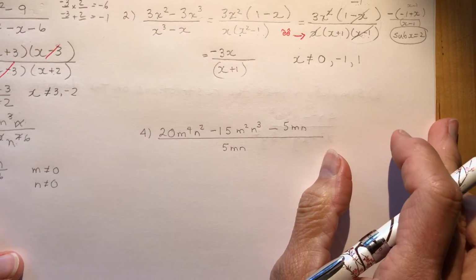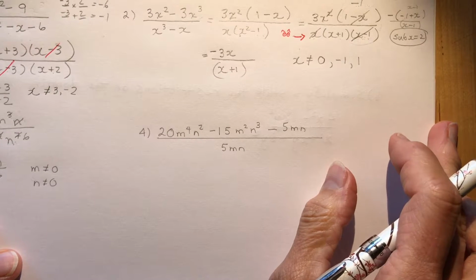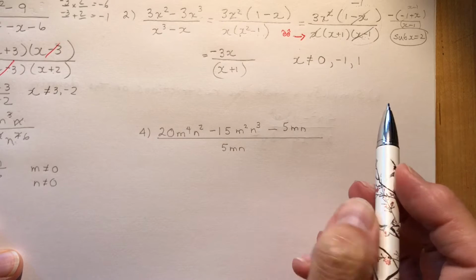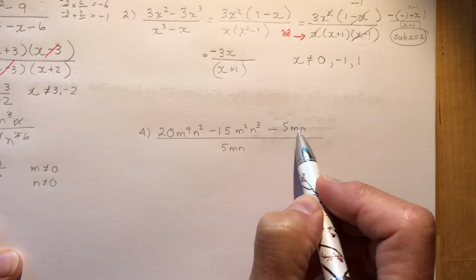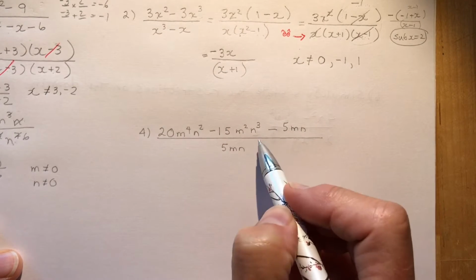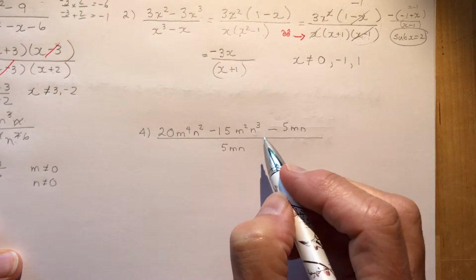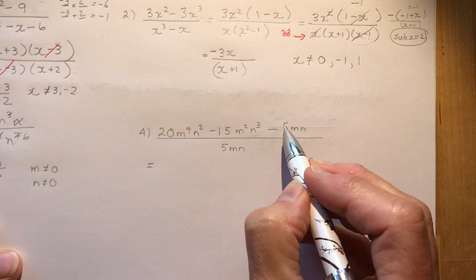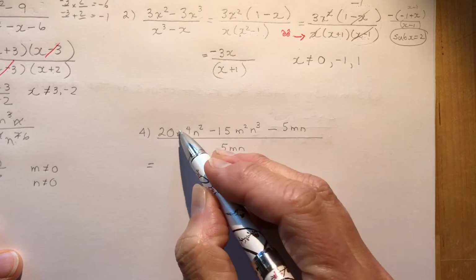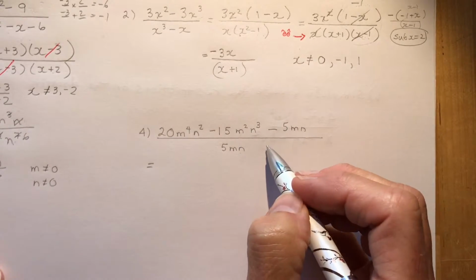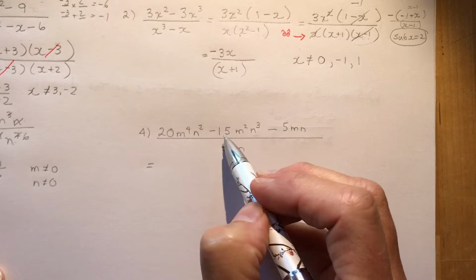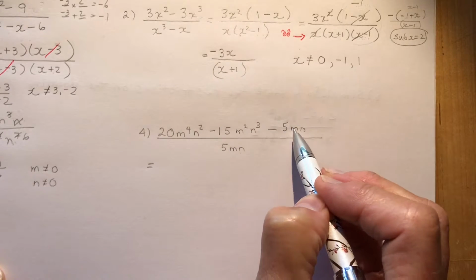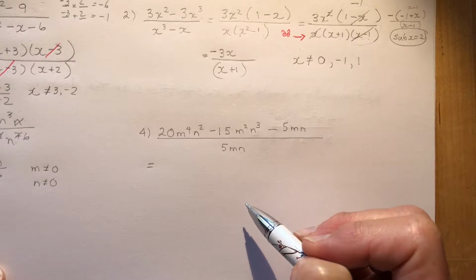Okay, over to this one here. Ooh, it looks really messy, doesn't it? 20, 15, 5, and I have a 5 in the bottom. I'm looking at the variables, m's and n's, lots of m's and n's. That's almost like M&M's, chocolate. Okay, so I have to divide each term by 5 and each term by mn. You could do it 2 ways. You could factor out a 5mn here and then just cancel them out, or you can individually divide each one by 5mn. That's what I would do.